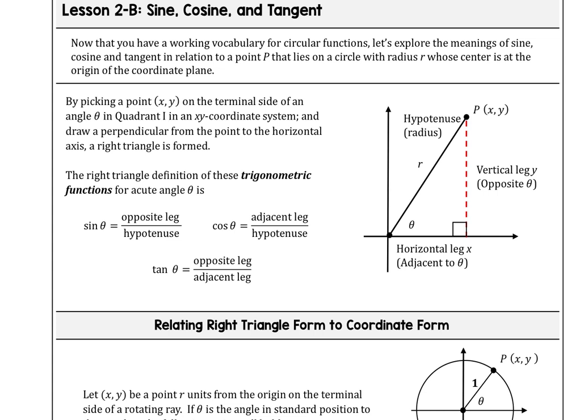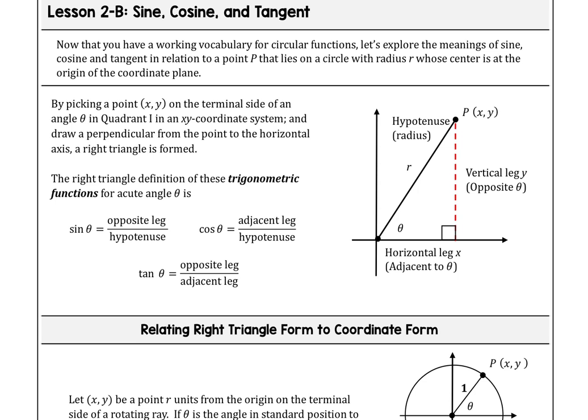Alright guys, today we're going to finish up lesson 3.2. This is part B. And what we're going to look at here are our three main trig functions for some acute angle theta, which are sine, cosine, and tangent. We're going to look at it through the form of a right triangle. If you look over here, we've got our angle theta right here.